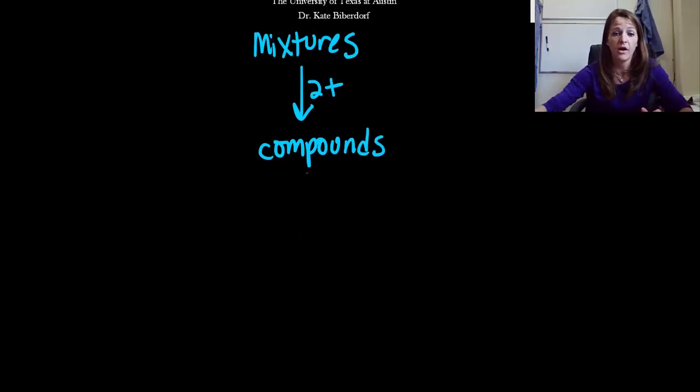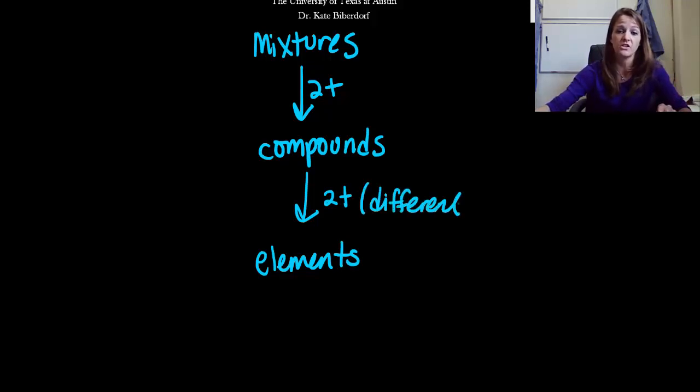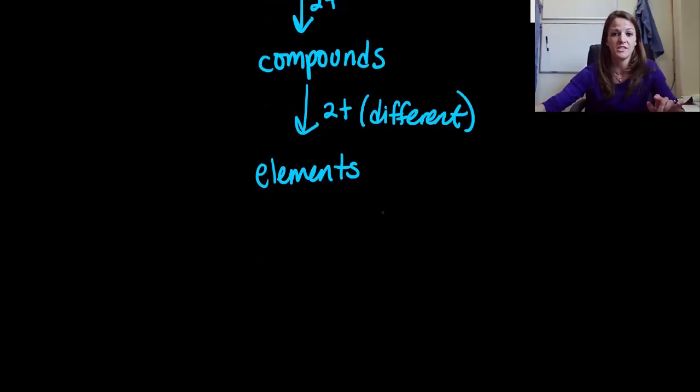Now, what's interesting is we can actually take a compound and break that apart. And so a compound is definitely comprised of at least two different elements. So I'm going to write 2 plus elements, and by definition, technically, they need to be different elements. So we can't just have a bond between two nitrogens. It needs to be a nitrogen and an oxygen, or a nitrogen and a fluorine, or whatnot. It has to be two different elements. Now, what's really cool is we can actually take elements and break them apart into atoms.